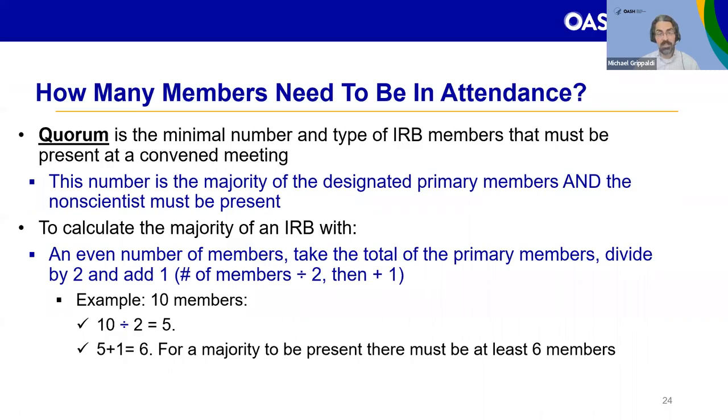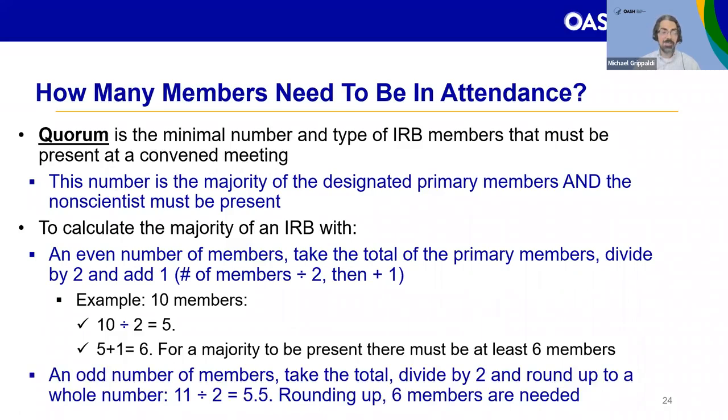And don't forget, we have to have the non-scientists there as well. I think odd numbers are a little easier because you don't need to remember to add the 1. You can't have half a person, right? So just divide the number by 2 and round up. Here we have 11 primary members. You divide by 2, you end up with 5.5. You round up. So in this instance, you would need to have 6 of the primary members present and the non-scientist for quorum to be met to have the meeting.